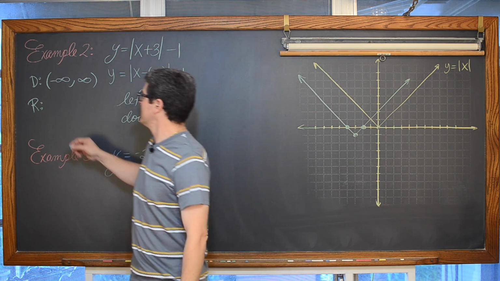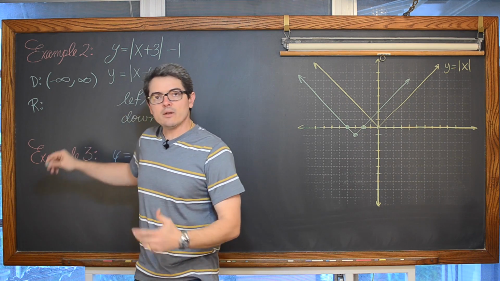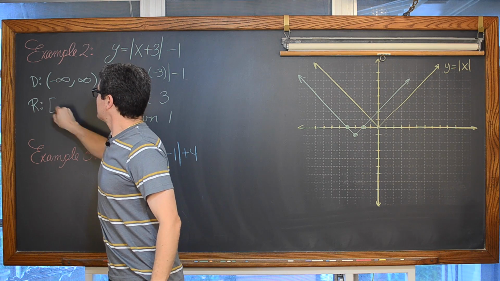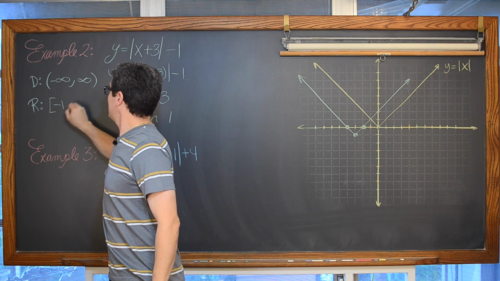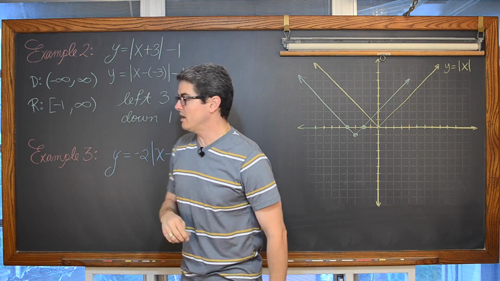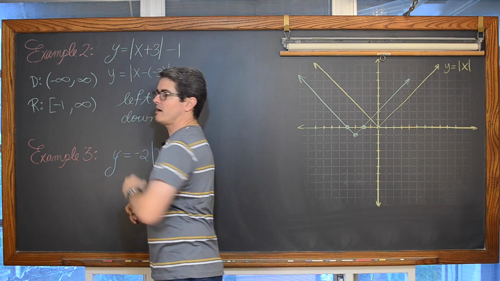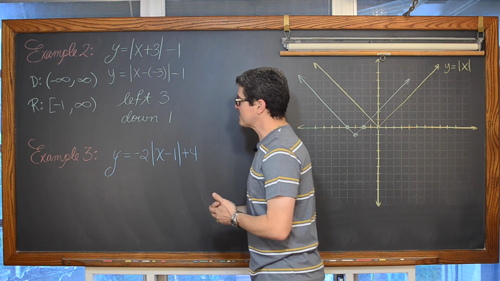So the range is either y is greater than or equal to -1, but a lot of my textbooks are using interval notation, so -1 to infinity. When you do interval notation, the lowest value is always first, and then the highest value is last.